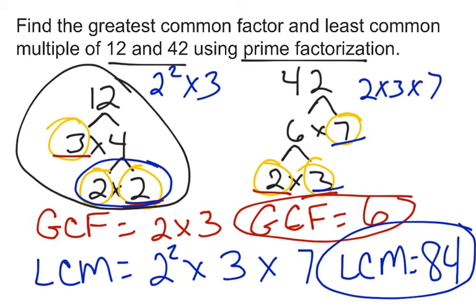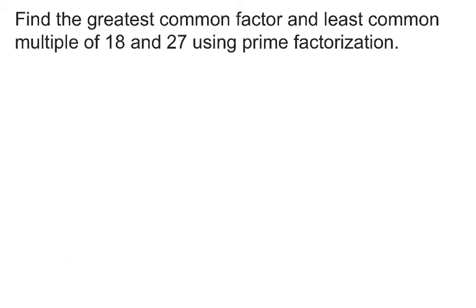Moving on to our next example, find the greatest common factor and least common multiple of 18 and 27 using prime factorization. So looking at the greatest common factor and least common multiple of 18 and 27 using prime factorization, we can create our first two factor trees.